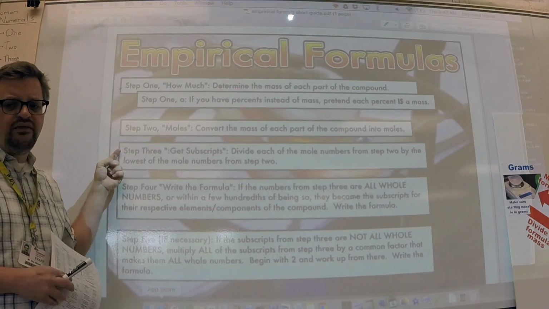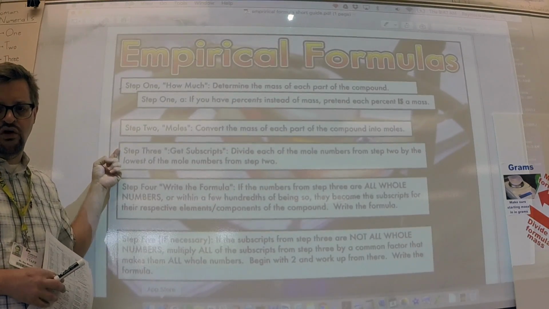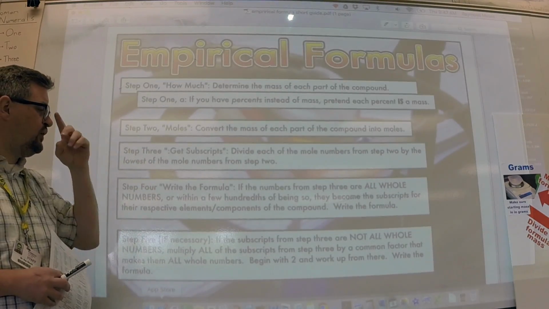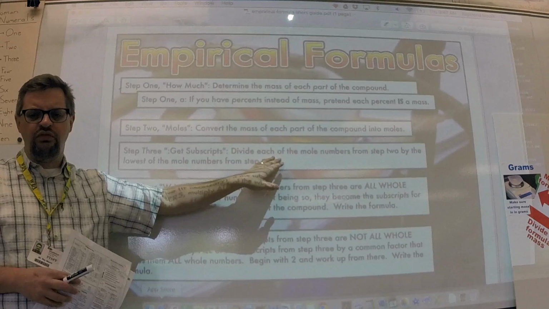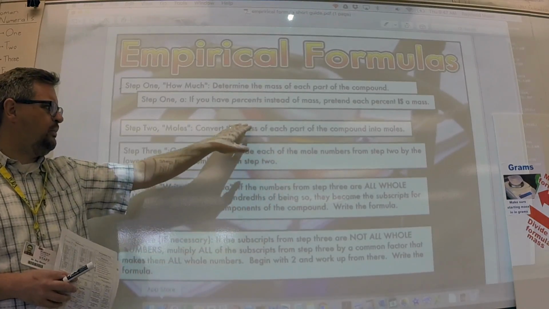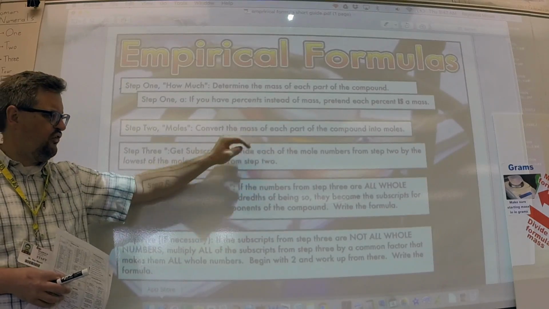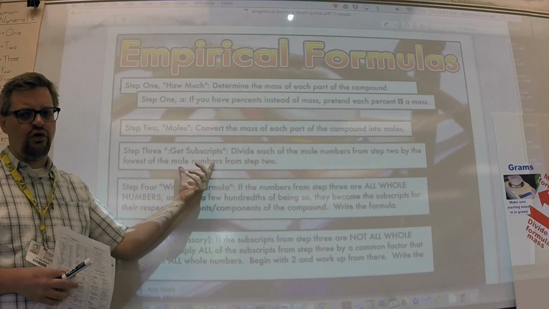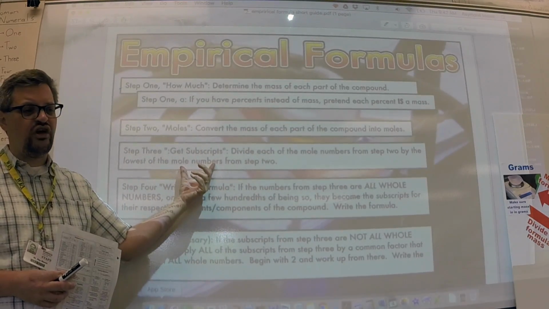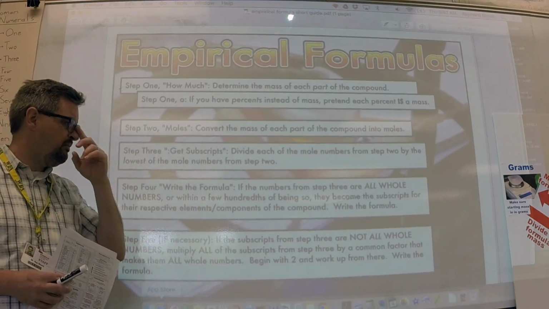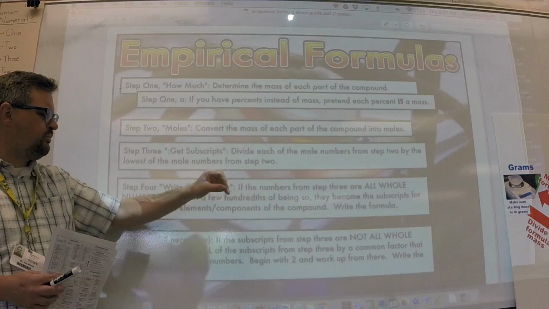Step 3 is where we get the subscripts that go in the chemical formula. What you do in step 3 is you divide each of the mole amounts from step 2 by the lowest of those mole amounts from step 2. And what you get there are the subscripts that go with each element. Step 4 then is you write your formula with the numbers from step 3.